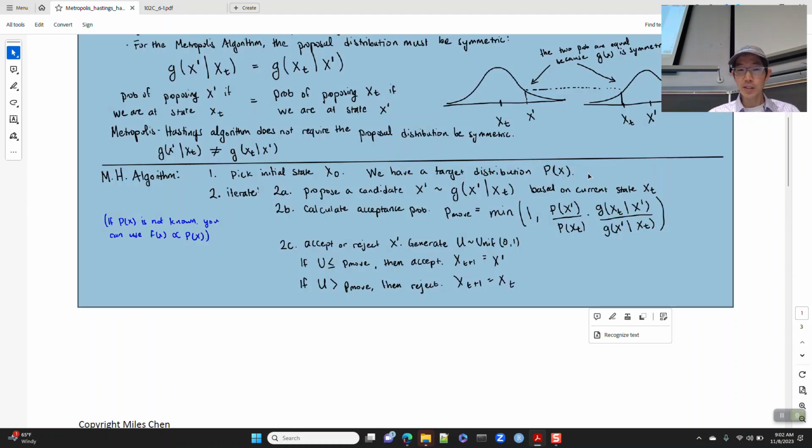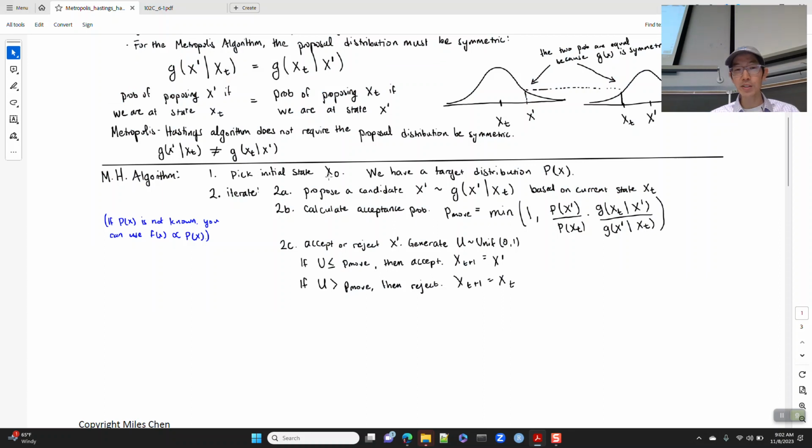So you start off at an initial state x0, and you have some target distribution p of x, and again, we only need a function that is proportional to p of x, some function f of x. We're going to propose a candidate location x prime, or in the other notes I have it called x proposed, and we propose a location x prime based on our proposal distribution g of x, which is no longer required to be symmetric.